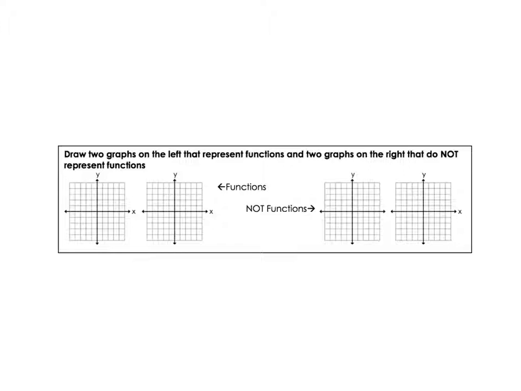So on the left, we're going to draw two graphs that are functions. And on the right, we're going to draw two graphs that are not functions. So there's a function, there's a function, because anywhere I draw a vertical line, it'll only hit the graph once, or every x only has one y. And then on the right, we'll do two graphs that are not functions. This would not be a function. This would not be a function. Those are just two examples.